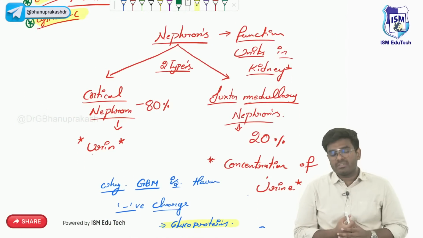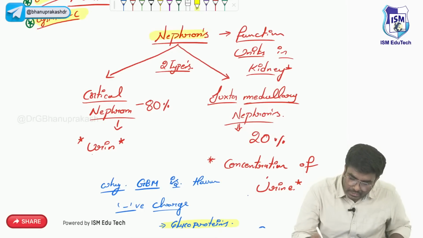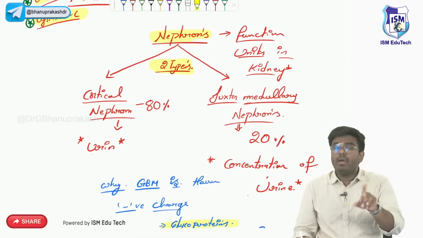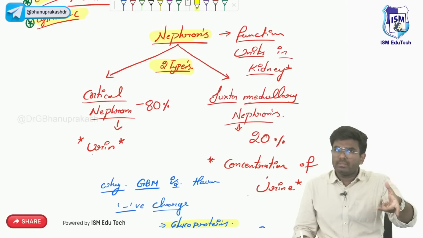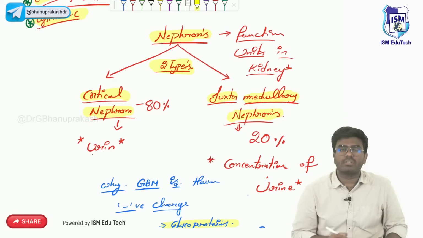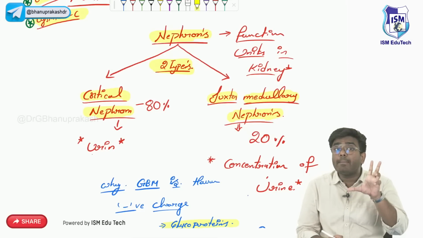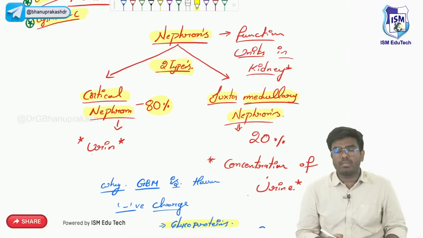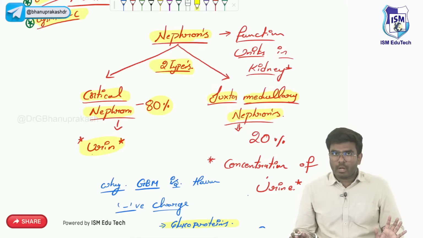Now, that kind of questions which were previously asked: how many types of nephrons are there? There are two types of nephrons. That's not the question. What is the majority type of nephrons? What are they? Cortical nephrons and juxtamedullary nephrons. The majority type of nephrons are the cortical nephrons. They help in production of urine, normal urine.